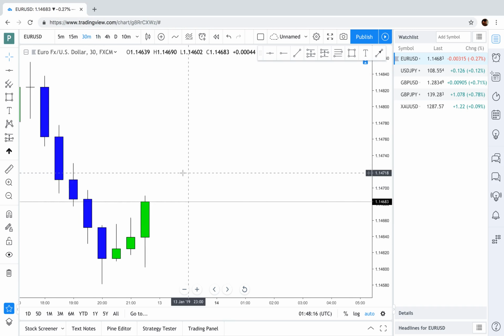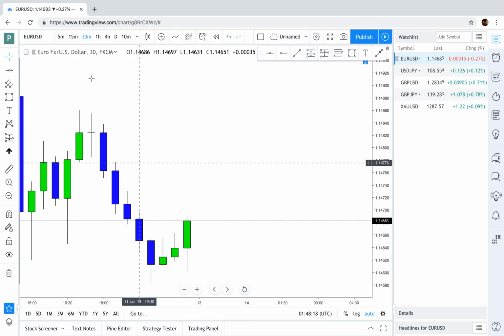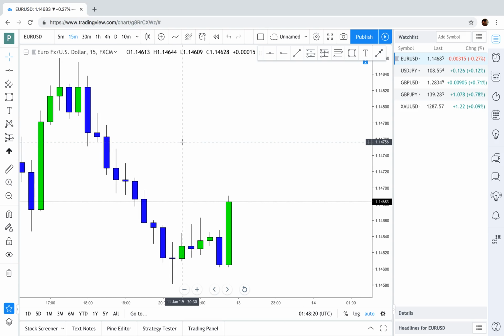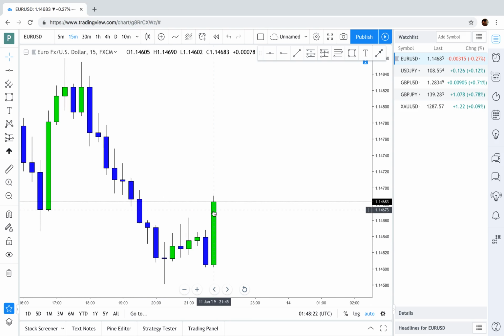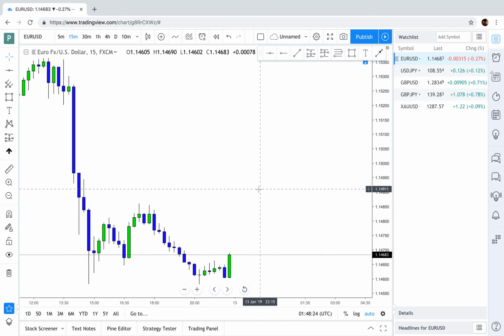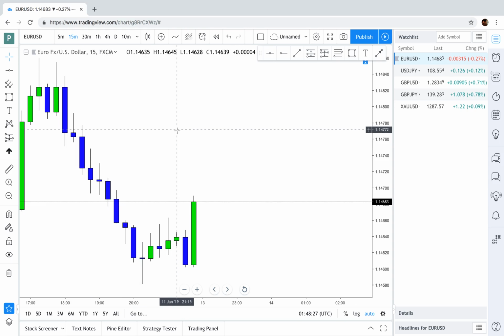And then if we go lower, it's sort of like zooming in. Price went down and then went up. 15-minute, you can see price went up, went down, then went up. And you get to see a better picture of what the market's doing based on the different time frames.